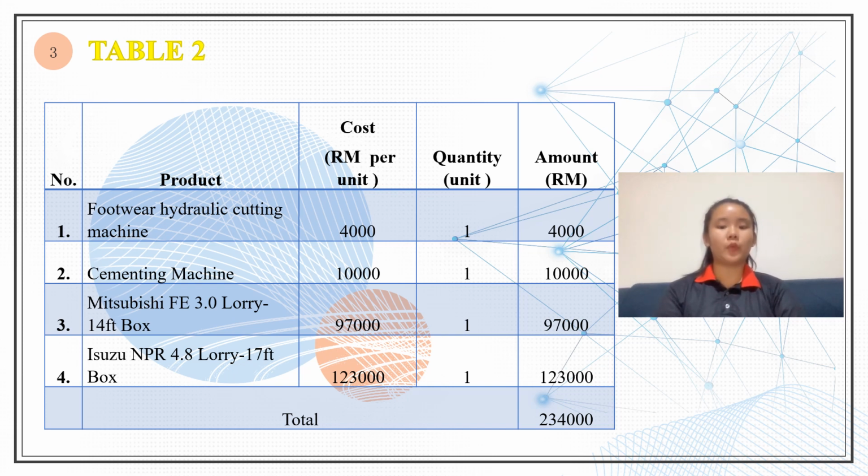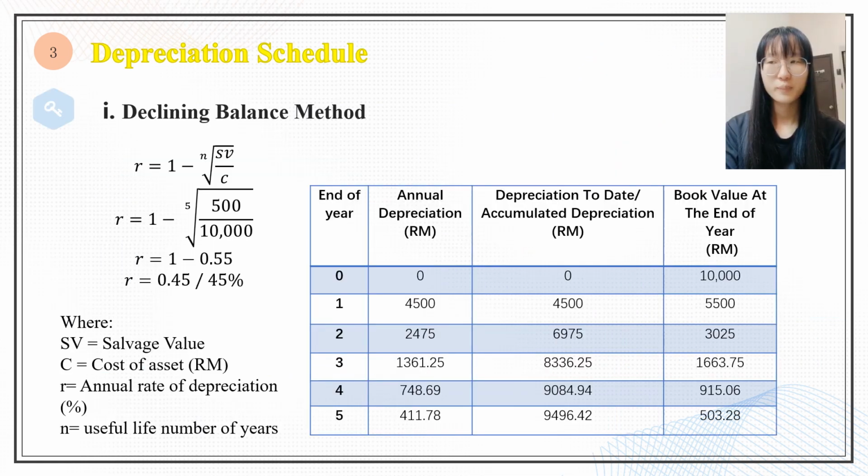The total amount we buy is RM234,000. So now I will present the next question. The question is based on the fixed cost of the machine that your company bought in table 2, one machine, and construct a depreciation schedule for 5 years using.